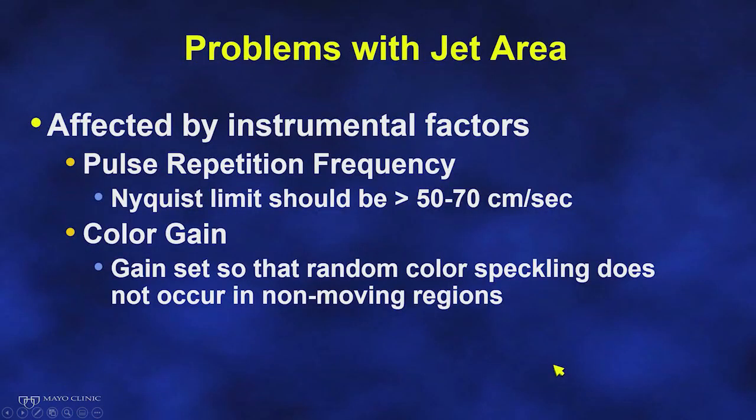In addition, it's affected by instrumental factors. We have to set the Nyquist limit to 50 to 70 centimeters per second. If we're too low, we'll make the jet area larger. The color gain is important. If our gain is too high, we'll make the jet area larger. With the gain too low, the opposite will occur. And once again, the size of the left atrium is very important as well.